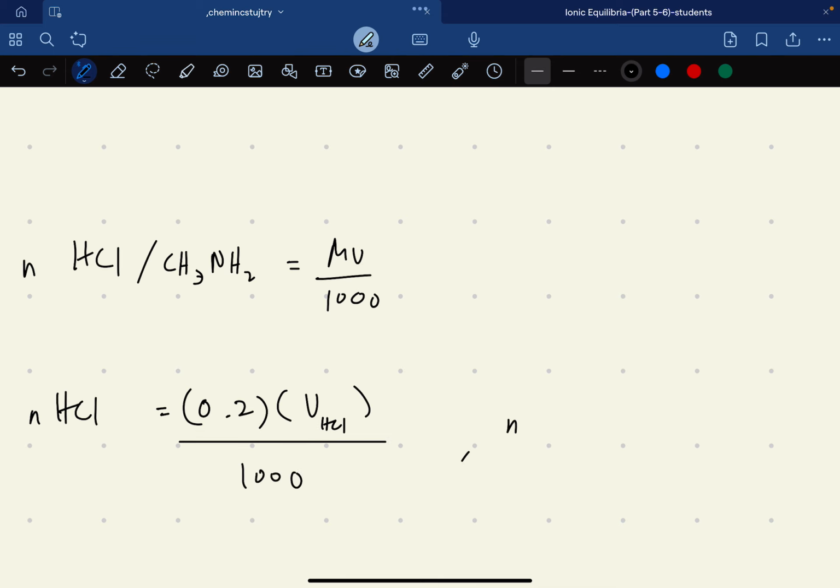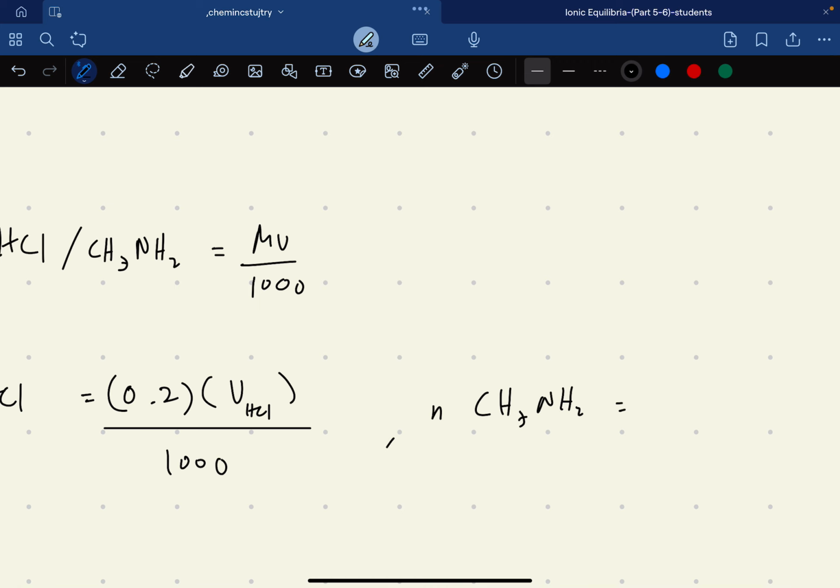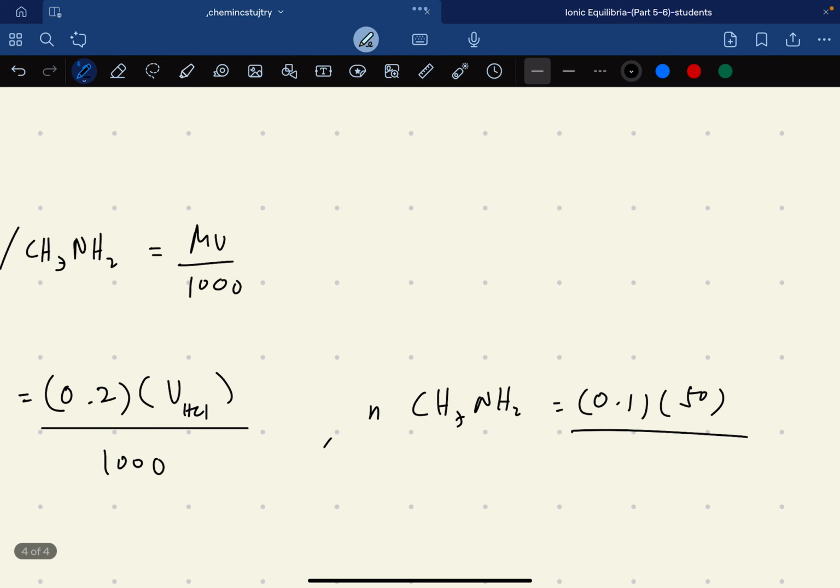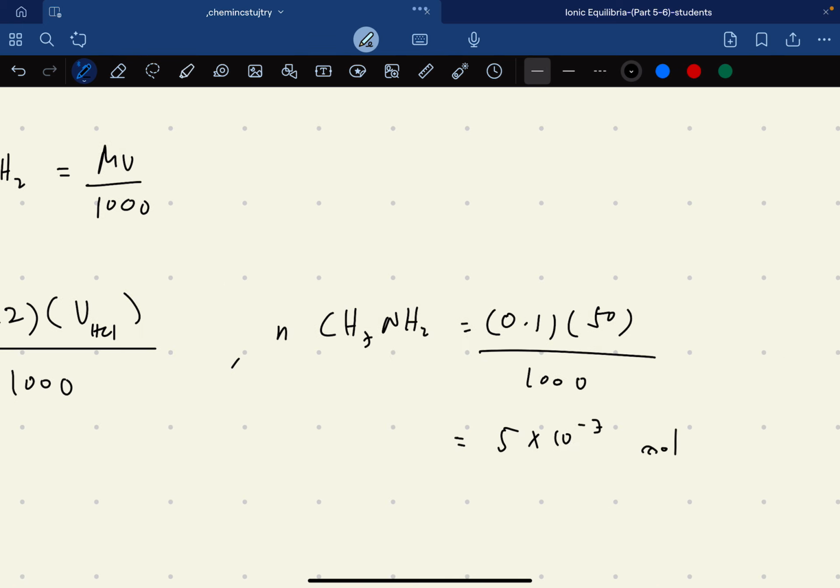And then, since we cannot find the HCl yet, let's find the mole of methylamine, which is 0.1, they have given 50 as well. That's the volume of methylamine over 1000. So this one, I should fix my calculator. My calculator is out of battery. 0.1 times 50 divided by 1000, which we get 0.0. Okay, I'll leave it in scientific notation. Okay, this is the mole.